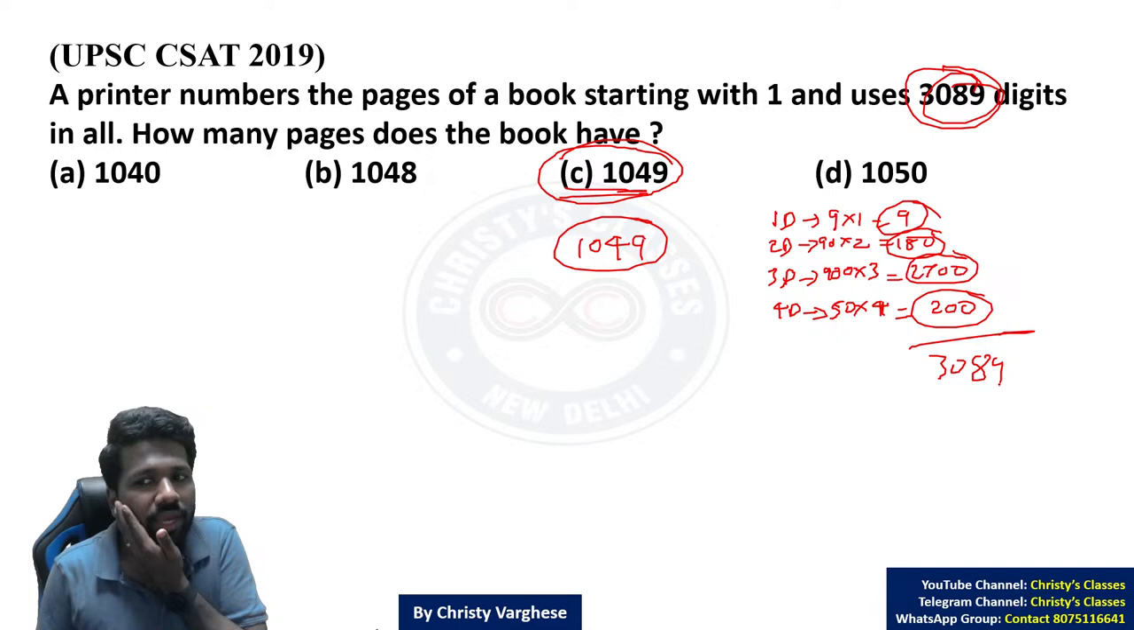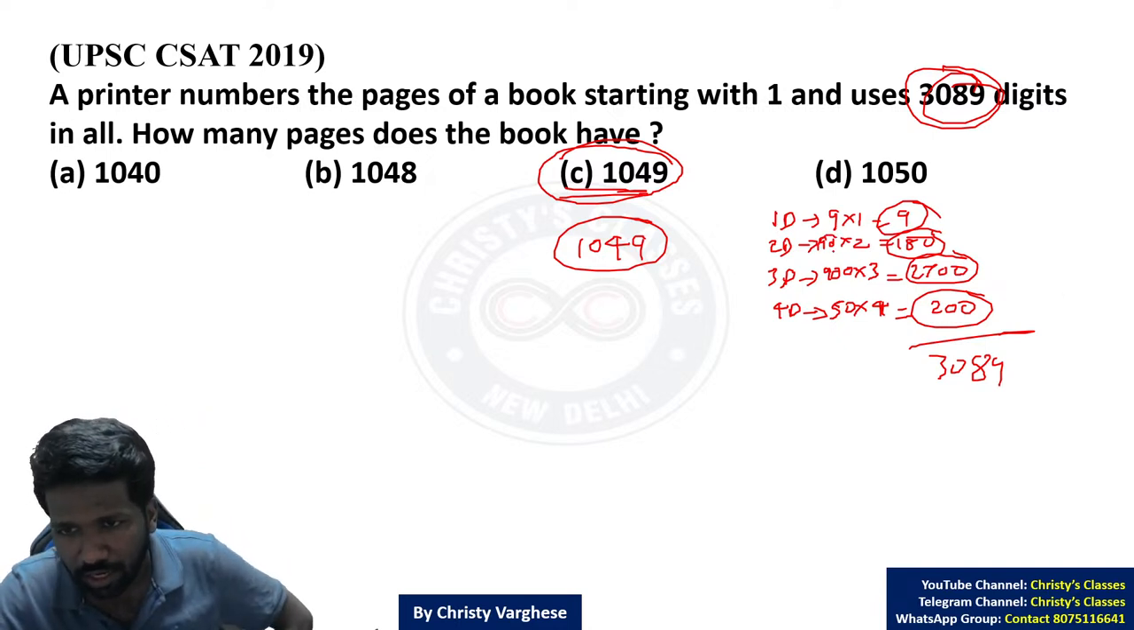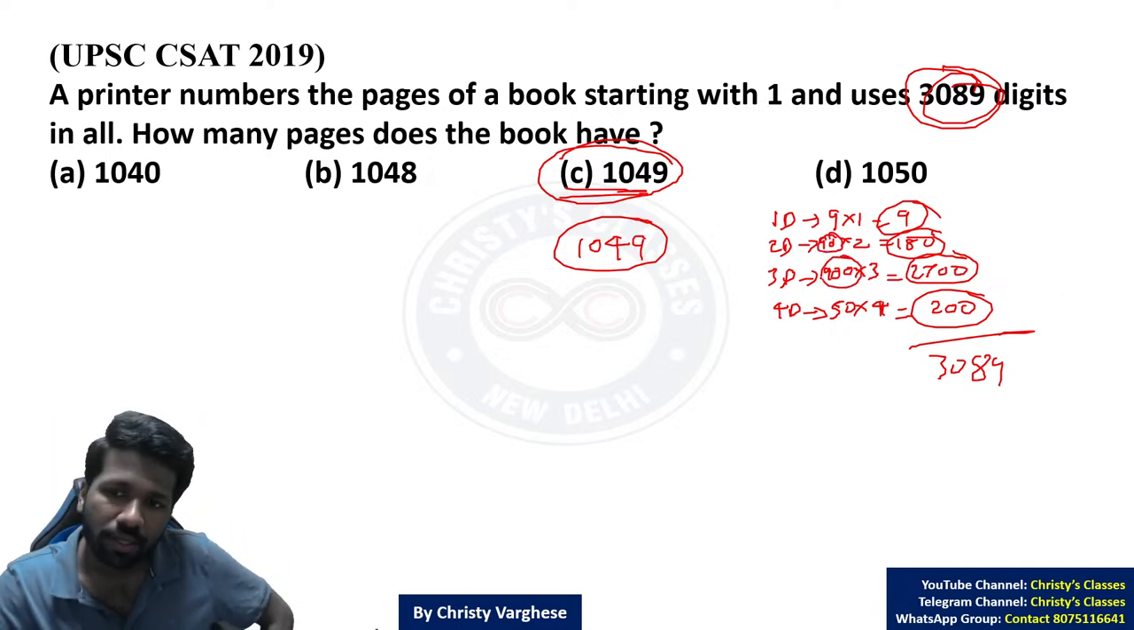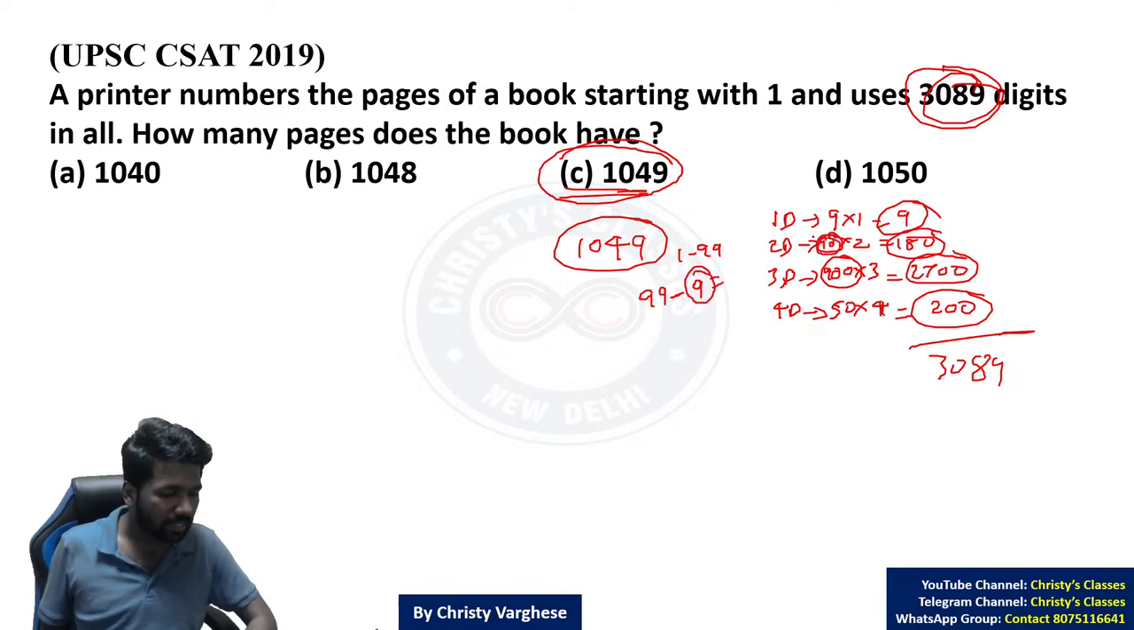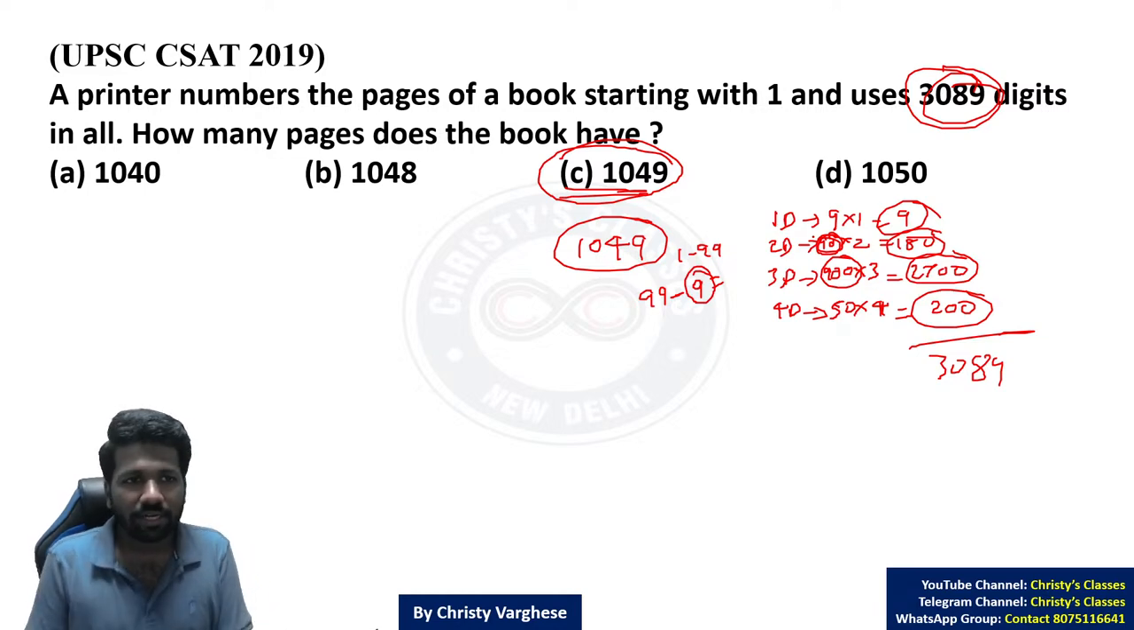Shanti, you mean how we identified this 90? Is that what you mean? For the two-digit numbers, out of 1 to 99, the two-digit numbers are only 10 to 99. That means out of 99 numbers, the first 9 numbers are not two-digit. Subtracting that, you get 90. I hope it is clear.